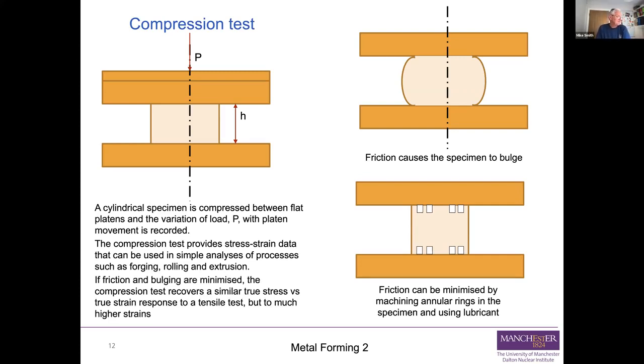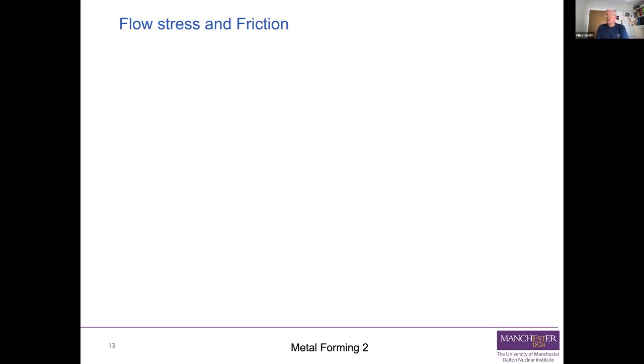If you can minimize friction and bulging, it recovers a similar true stress versus true strain response to a tensile test. Another reason for using true stress, true strain: the tensile test prior to necking, and in fact even into necking, is going to recover the same true stress versus true strain response as this compression test, but the compression test will go to much higher strains. And if you then work out engineering stresses and strains for something like that, you can see that it's not going to show the same engineering stress and strain profile as a tensile test. Okay.